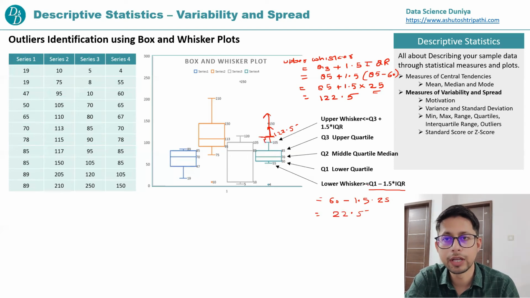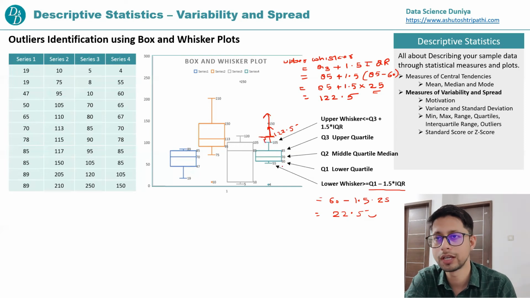Now this value is also not necessarily available in your data. If it is available in your data set, that will become your whisker point. But if it is not available, what is the closest point just greater than this 22.5? So the closest point will be 55. So this will become your lower whisker.